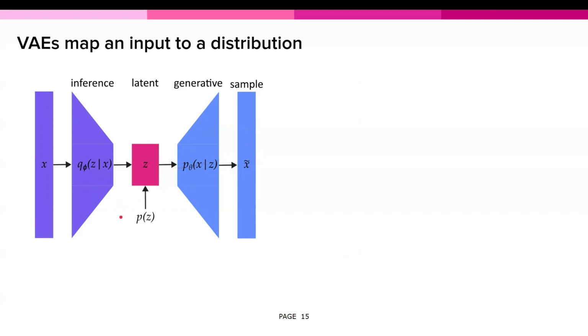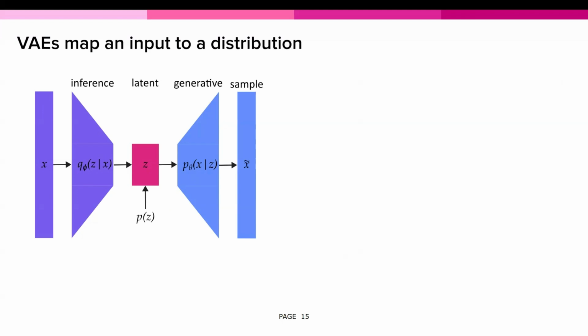VAEs go a step further and specify a prior distribution, P of Z, over the latent space, which defines how the latent variable Z should behave globally across all inputs. So this prior is a fixed distribution defined over the latent space, and for today it's usually selected as an isotropic multivariate Gaussian distribution centered at the origin. This prior is going to act as a form of regularization and enforce global structure on the latent space beyond the local smoothness granted by the sampling procedure itself.